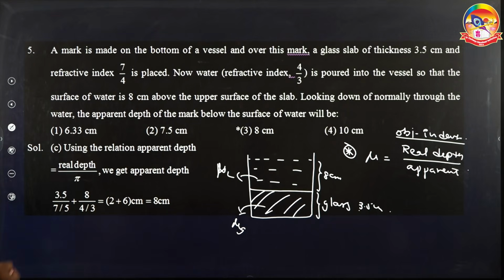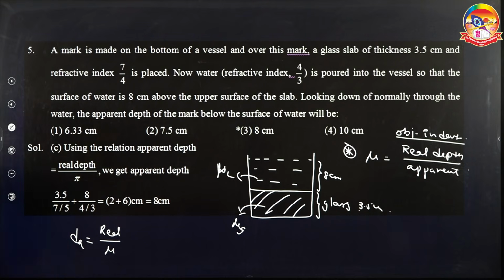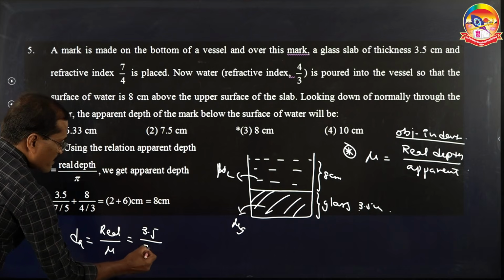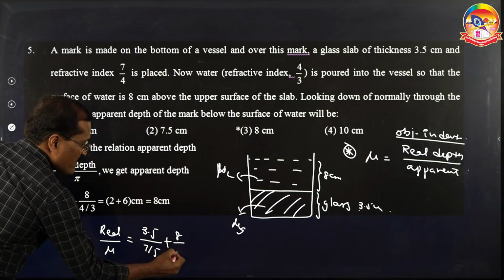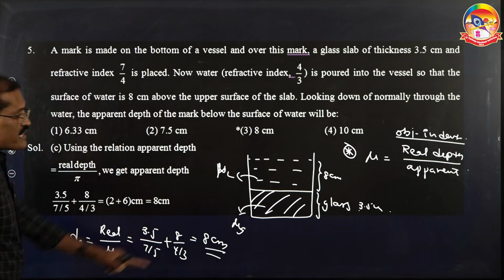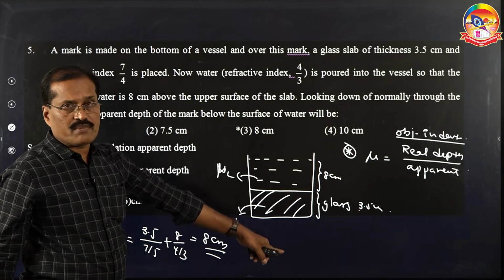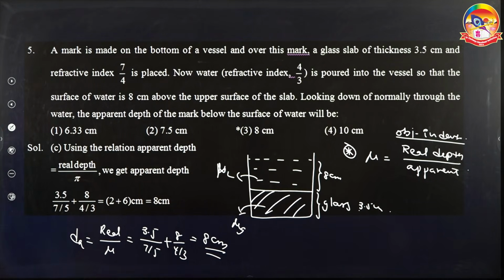Accordingly we can write: apparent depth is equal to what? Please children, apparent depth is equal to real depth by refractive index. Real depth in the first case is equal to 3.5 by 7/5, which is the refractive index, plus 8 by 4/3. If you do that exactly you get 8 centimeter. Actually the real depth is at 11.5 centimeters, but it appears to be at 8 centimeters only. Is it clear? Now let us go for the next question.